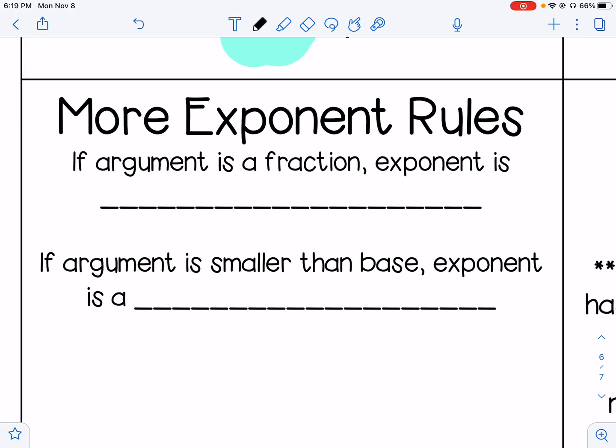This one, hopefully you saw on the last slide. If the argument is a fraction, the exponent is going to be negative. So once again, if the argument is a fraction, or if the base is a fraction, that's most likely because an exponent is negative. So when one of them is a fraction, that's because our exponent was negative. Here, if the argument is smaller than the base, that means the exponent is a fraction.